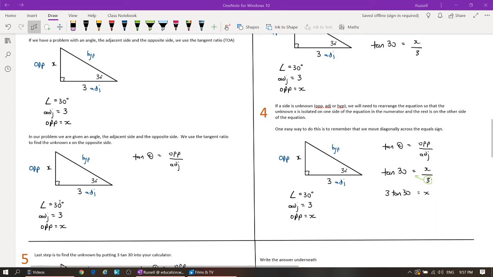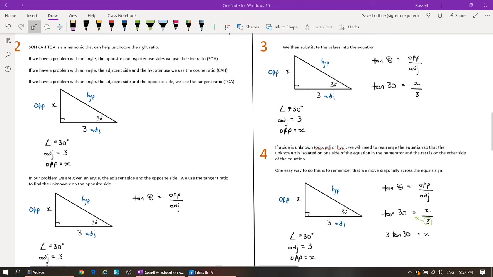Once we've done that, substitute these values into this equation. So where we've got angle, here's the angle here, put 30. Where we've got adjacent's on the bottom, we'll put the adjacent value, which is 3 on the bottom. Opposite's on the top, put the X on the top.